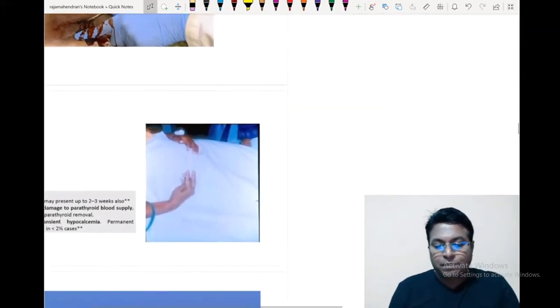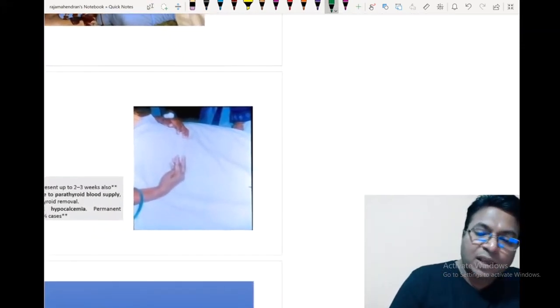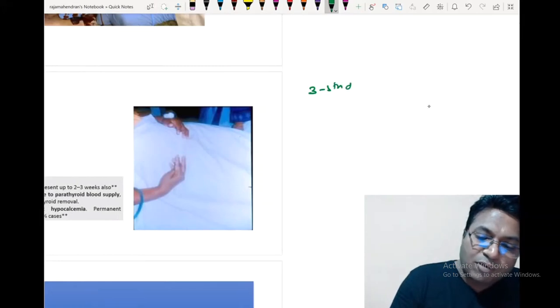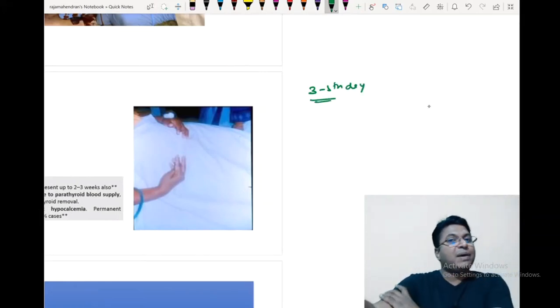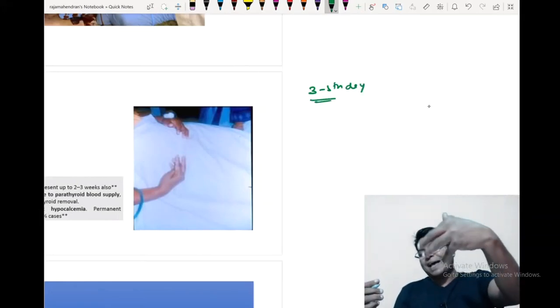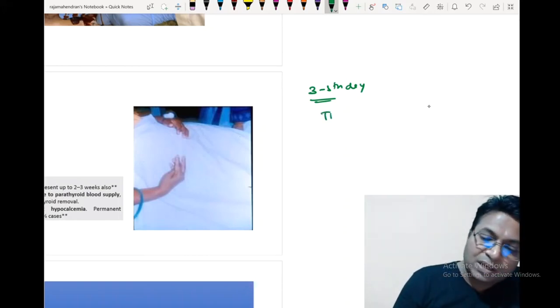This is again a very important clinical question. On the third to fifth day you are going for ward rounds. The BP is measured by the house surgeon. The hands go into a spasm like this. It is nothing but Trousseau sign.